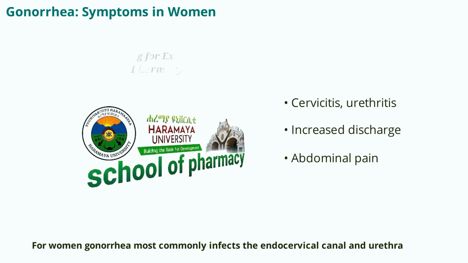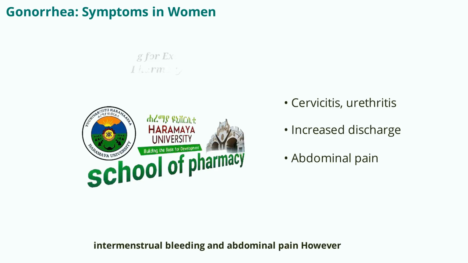In women, gonorrhea most commonly infects the endocervical canal and urethra. Symptoms may include cervicitis, increased vaginal discharge, dysuria, intermenstrual bleeding, and abdominal pain. However, many women remain asymptomatic, which can delay diagnosis and increase the risk of complications. Pain during urination and abnormal vaginal bleeding are important warning signs. Early recognition and treatment are essential to prevent long-term reproductive health issues.